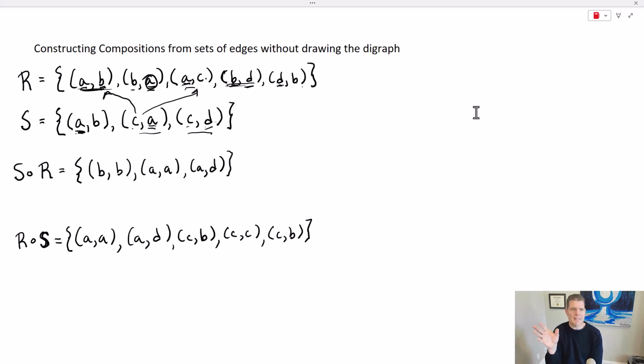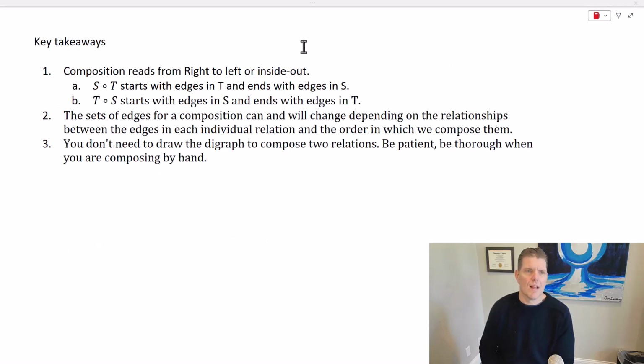So what you can see is this can actually save you a lot of time, and also from the perspective of, say, that you're programming something or you want to think about something in terms of a program, you're probably going to want to be doing things this way. That is where you're searching for heads in one of the relations and tails inside of the other, and then putting them together, basically eliminating the middle portions. So composition reads from right to left or inside out. What this means is that S of T is going to start with edges in T and end with edges in S. T of S will start with edges in S and end with edges in T.